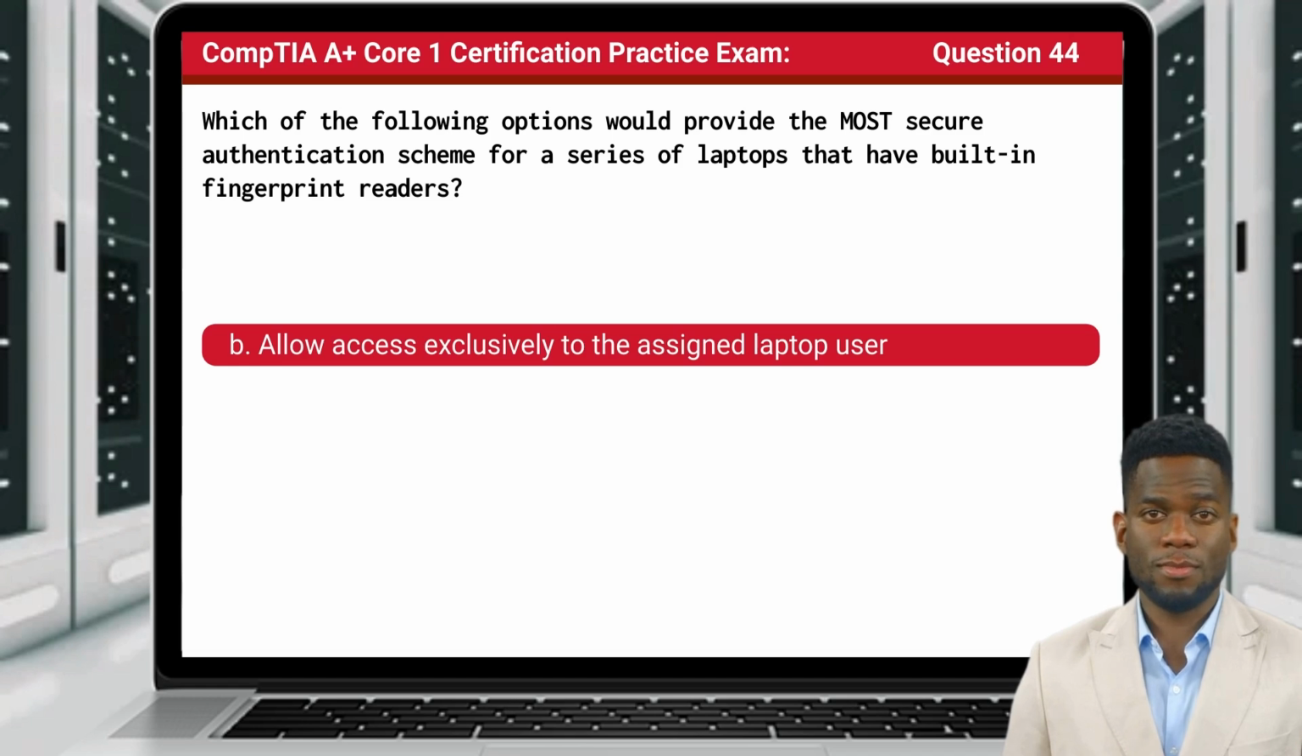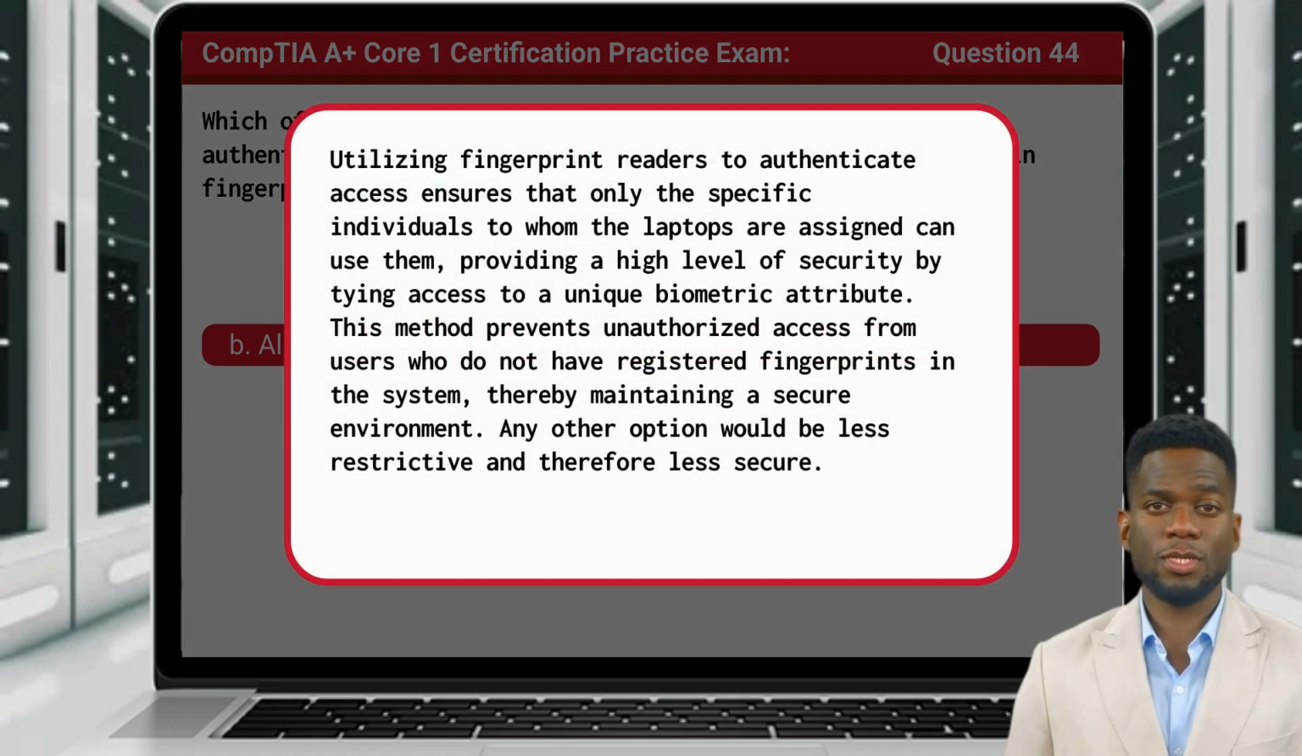The answer is B. Allow access exclusively to the assigned laptop user. Utilizing fingerprint readers to authenticate access ensures that only the specific individuals to whom the laptops are assigned can use them, providing a high level of security by tying access to a unique biometric attribute. This method prevents unauthorized access from users who do not have registered fingerprints in the system, thereby maintaining a secure environment. Any other option would be less restrictive and therefore less secure.